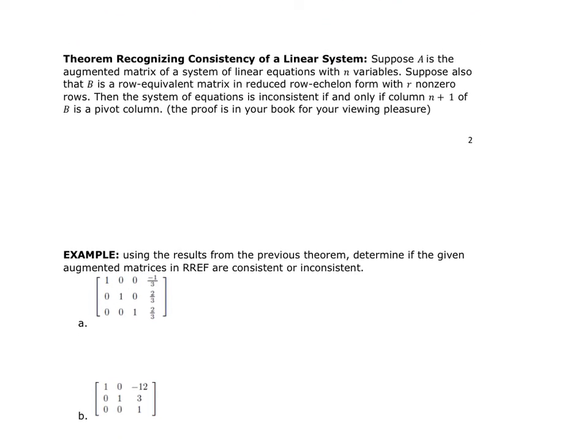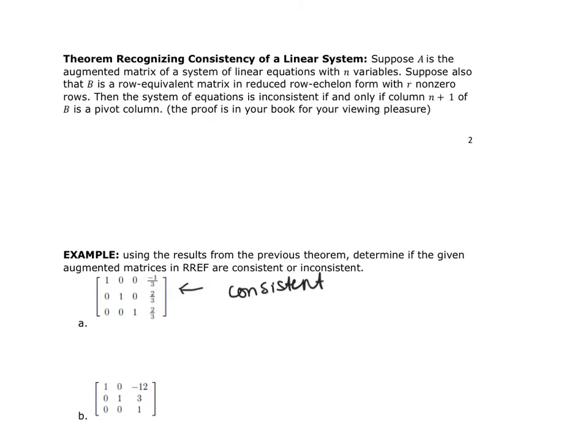Using that information, I'm trying to determine which of these are consistent or inconsistent. In this example, I don't see a row of zeros followed by a constant in the last position. So this one is consistent.